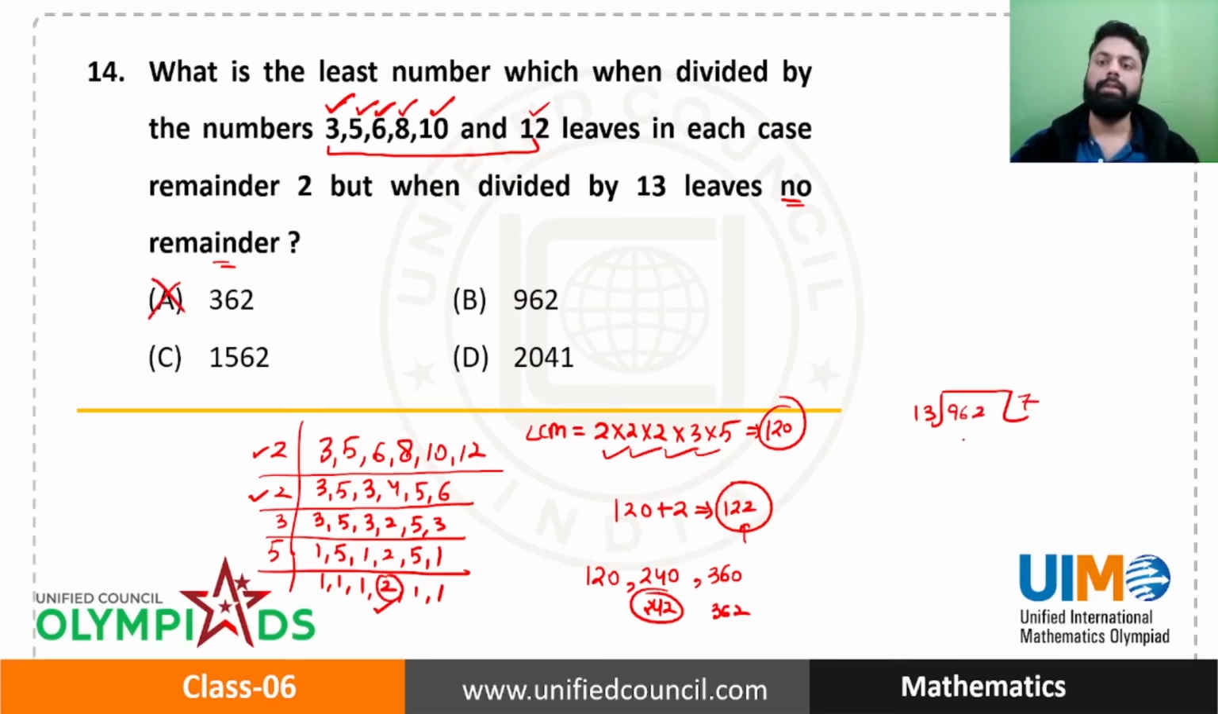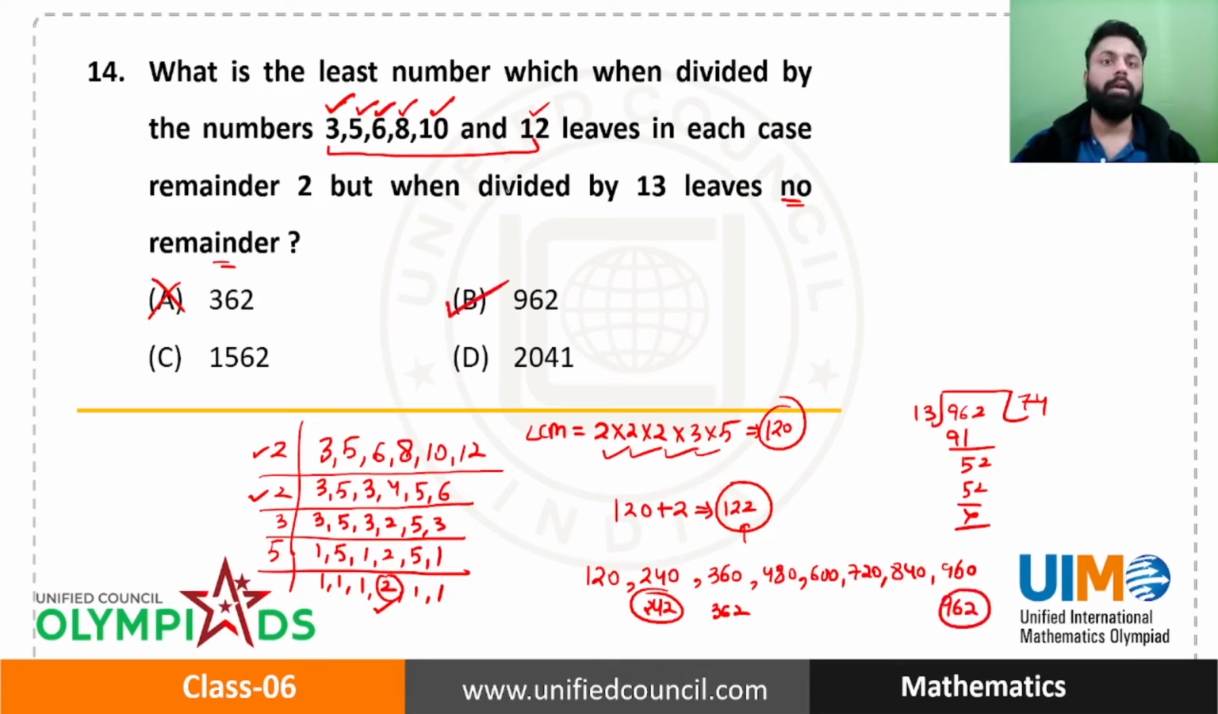962. 13 into 7 is 91. This is 52. 13 into 4 is 52. But we need to also check whether 960 comes. So see, this is 480. Then we have 600. Then we have 720. Then we have 840. Then we have 960. So 962 is going to be the number.